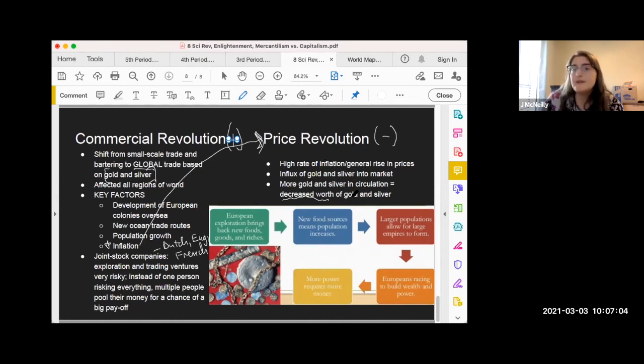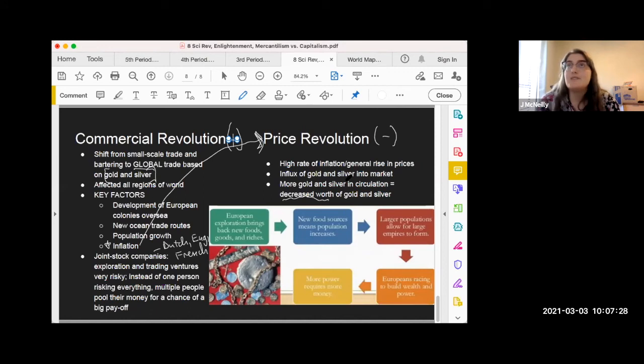This is the reason why we can't just print more money to get out of debt. Okay? Because if you put more money into circulation, that money becomes worth less and less as you put in more and more. And this has actually happened before in world history. After World War I, the Weimar Republic of Germany was in a lot of debt due to the war.